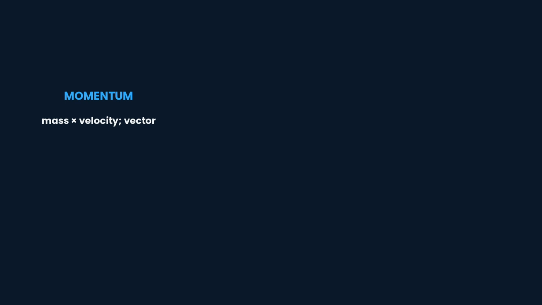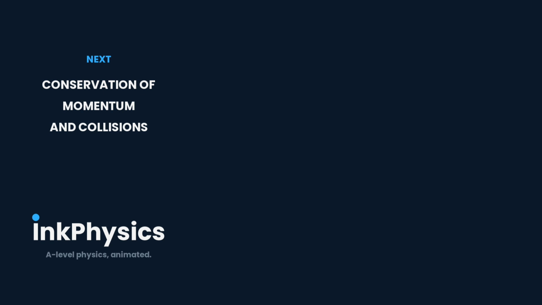Momentum is a vector quantity determined by an object's mass and velocity. Impulse is the change in momentum produced by a resultant force acting over time. Next lesson, we're going to use the conservation of momentum to analyse collisions.